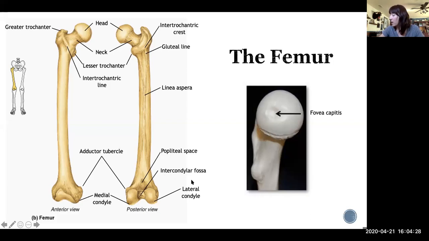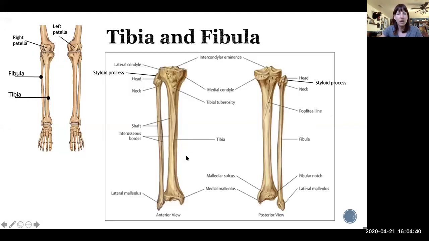Okay, so we got everything except for the spiral line, and I'm okay with that. Any questions about your femur before I move on to your tibia and fibula? Moving on. Just below the distal end of your femur, you've got your paired lower leg bones.